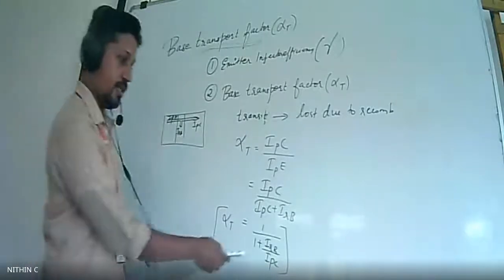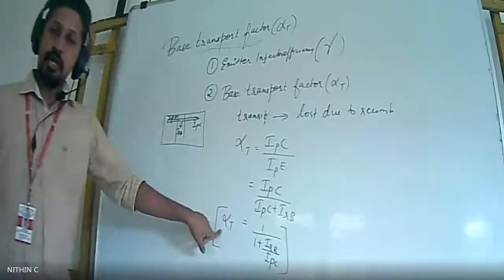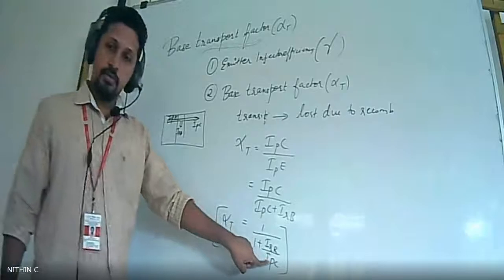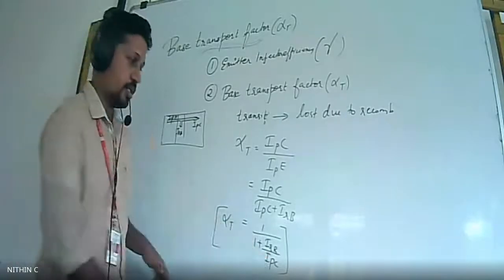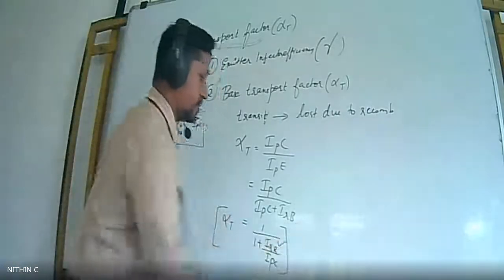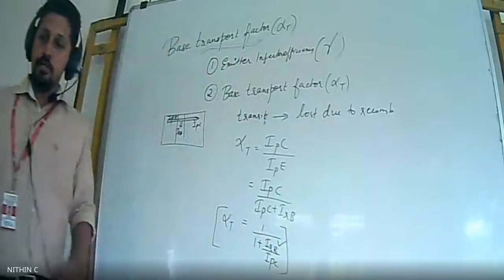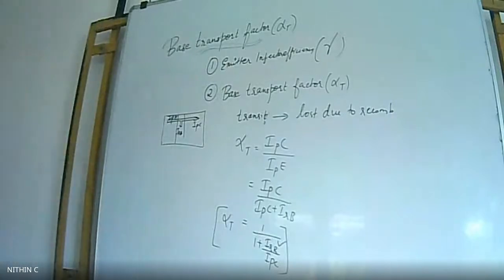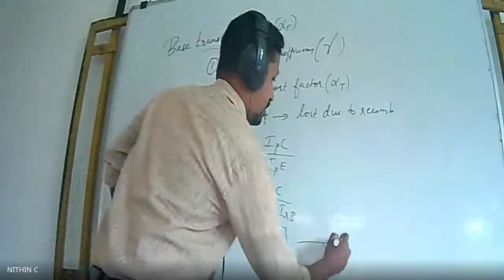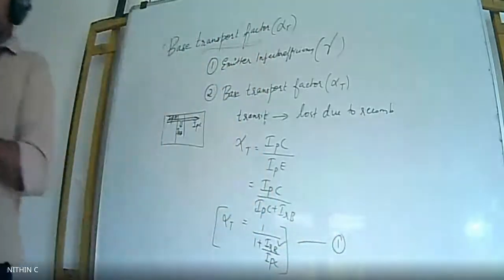Right? Expression wise, in order to increase alpha T, the denominator has to be reduced. Denominator reducing, this term has to get reduced, IRB. Right? So you can note that on the next line. Base transport, give it as equation number 1.